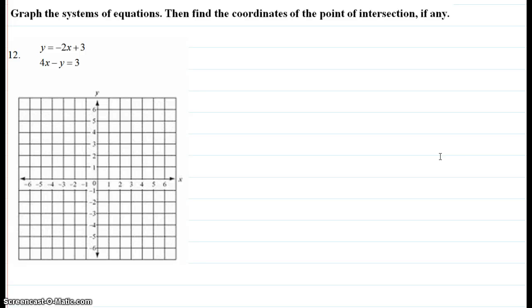Alright, we're going to graph the system of equations and then find the coordinates of the point of intersection. So in order to do this, we need to have both equations look like this. We want them both to be in y equals mx plus b form. So let's go ahead and take this equation and solve for y.